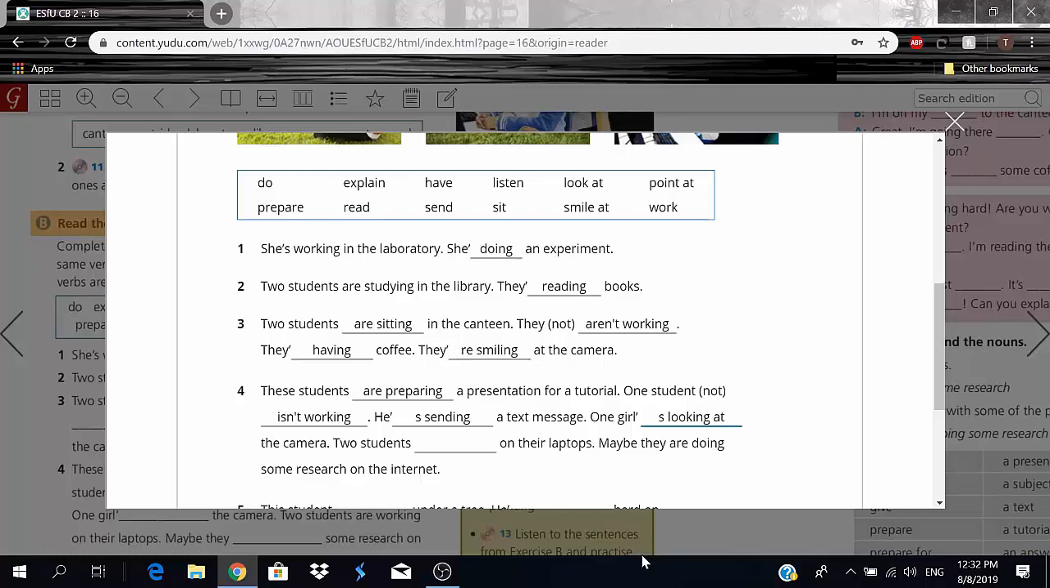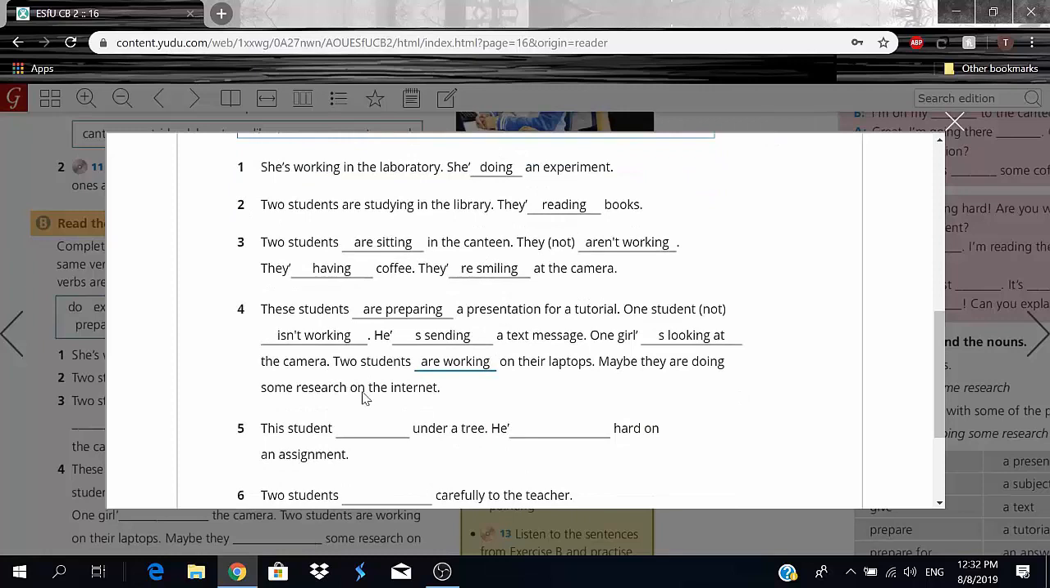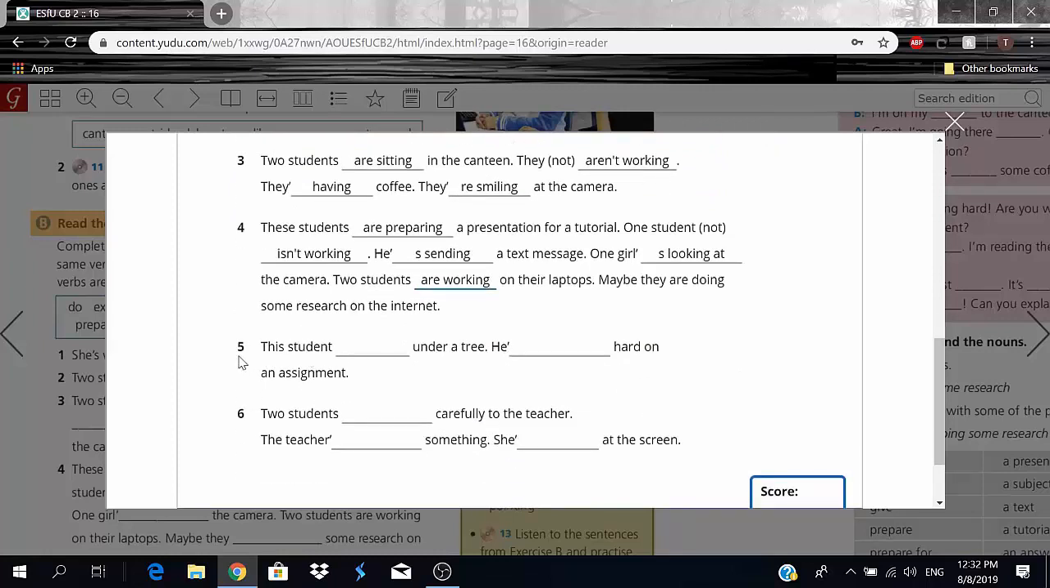Two students are working on their laptops. Maybe they're doing some research on the internet. Number 5, this student dash under a tree. Simple stuff, is sitting under a tree. And the reason I'm using verbs more than once, you guys, is because I can.